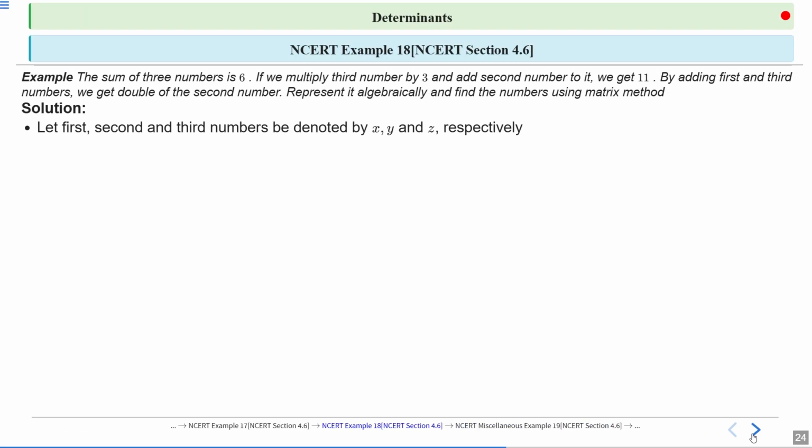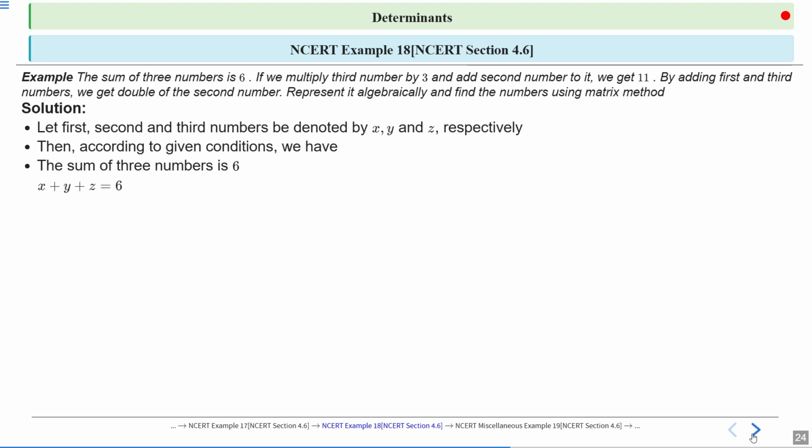So let the first, second, and third number be denoted as x, y, and z. So we have three numbers. Now we convert into a system of linear equations by using the statements in the question. Then according to the given condition, the sum of three numbers is 6. It means x plus y plus z is equal to 6. So we get the first linear equation.